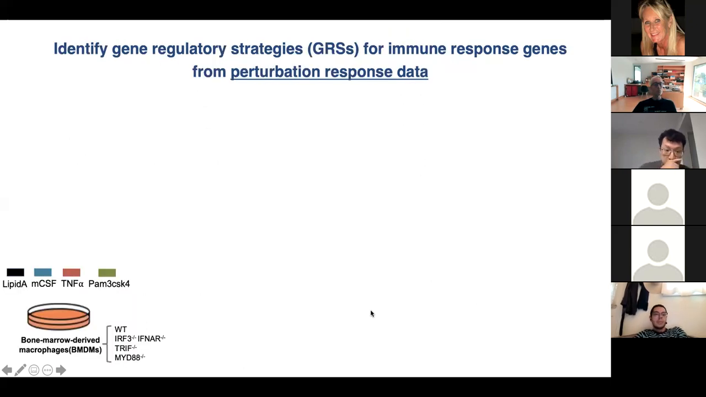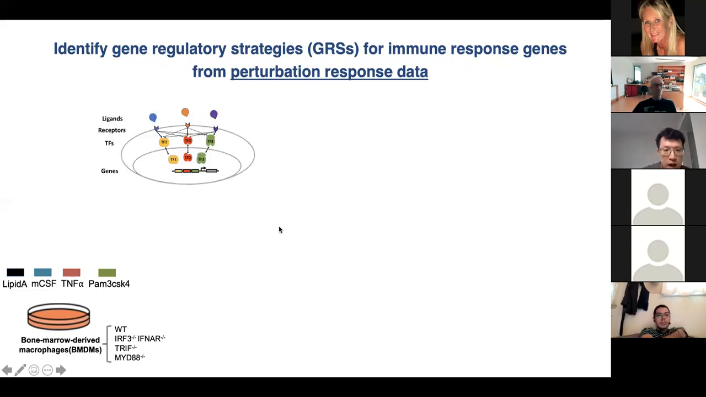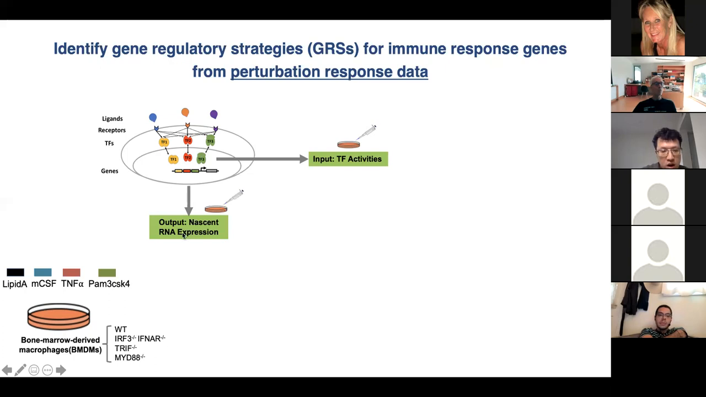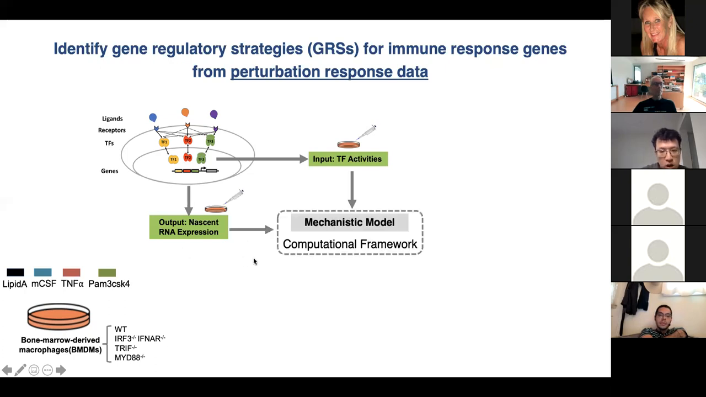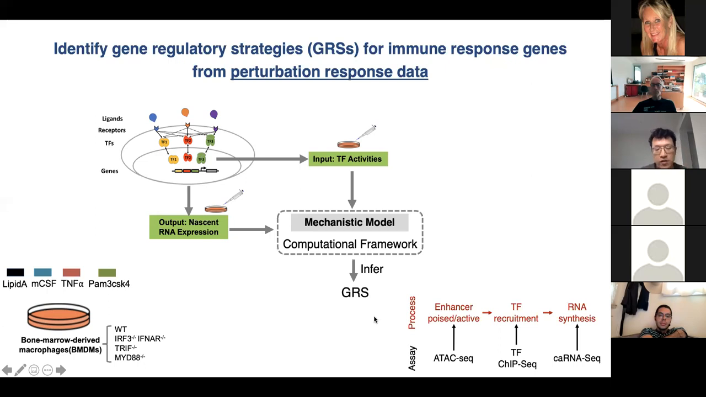Therefore, we generated a bunch of perturbation data for bone marrow-derived macrophages, and we asked: what if we can measure TF activities as input and nascent RNA or RNA expression as output, and use a computational framework to dissect such gene regulatory strategies? And after we identify them, can we use additional functional genomics assays, say ATAC-seq and TF ChIP-seq, to validate or fully understand the regulatory mechanisms?